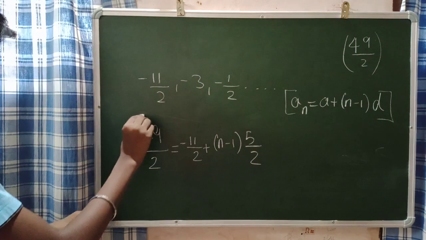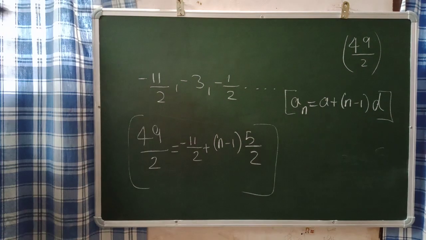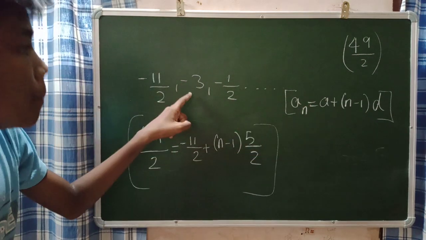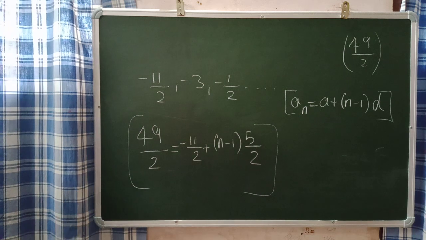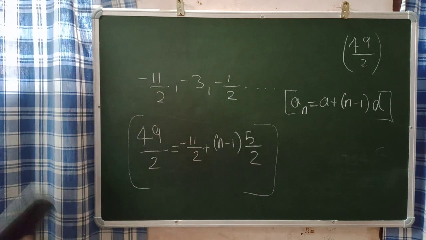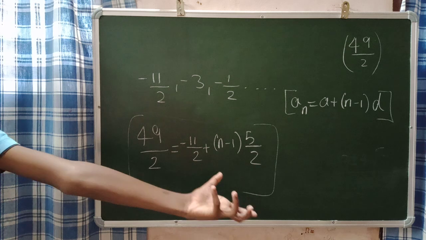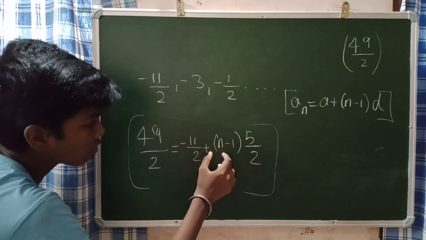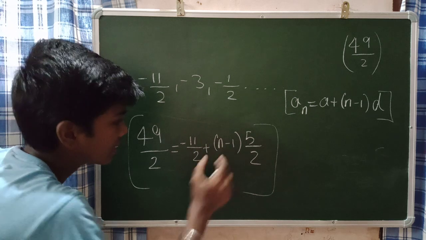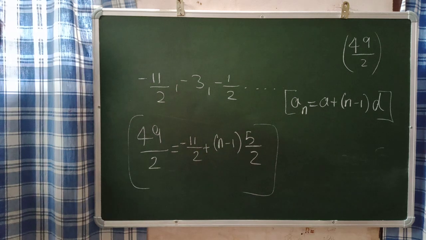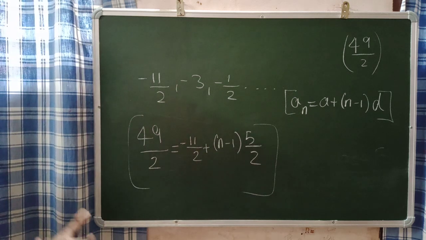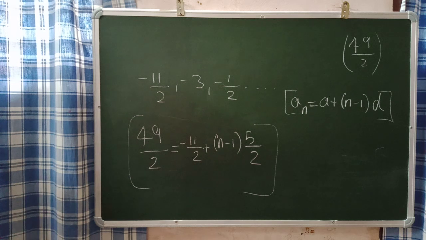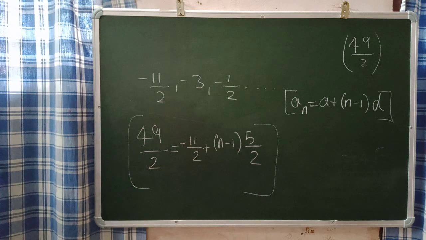Correct, na? That's what you will get, right? Because the common difference value d is nothing but minus 3 minus of minus 11 by 2. Minus 3 minus of minus 11 by 2 is minus 3 plus 11 by 2, which is 5 by 2. Now, if we find the value of n, we would have completed the question. So just try to find out the value of n.